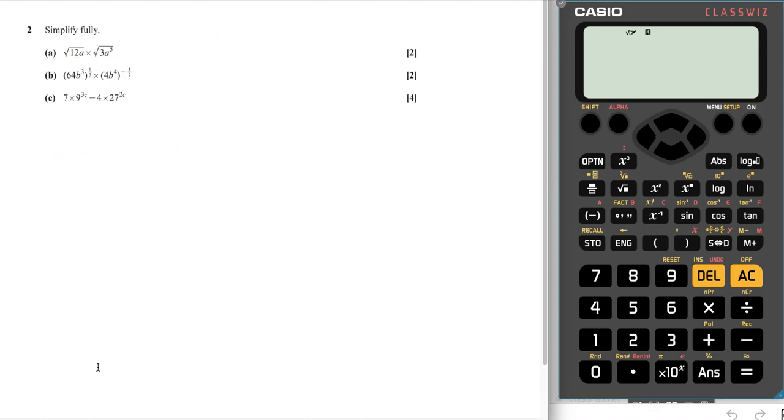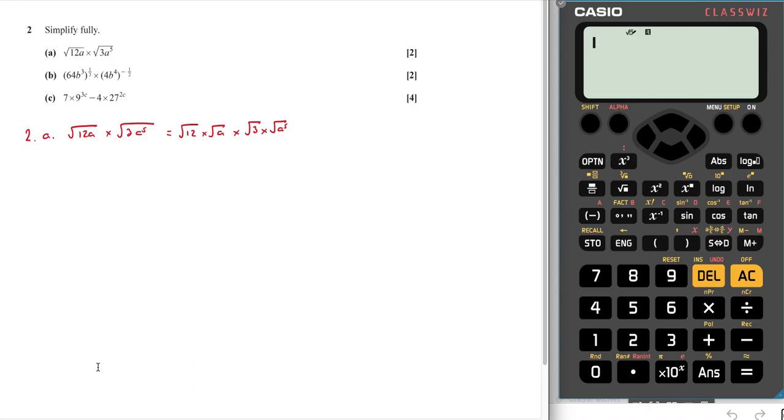Right, let's move on to question 2. Simplify fully. Now, we could look at these. Some of these you might want to think, well, can I put these in the calculator? Not quite. We need to start doing some things with them first. So, what are we going to do? Well, this first one, I'm going to use some surd laws. So, we have root 12a times root 3a to the 5. Well, my surd laws mean I can break all these up. So I can have that. I can bring them in whatever order I want.